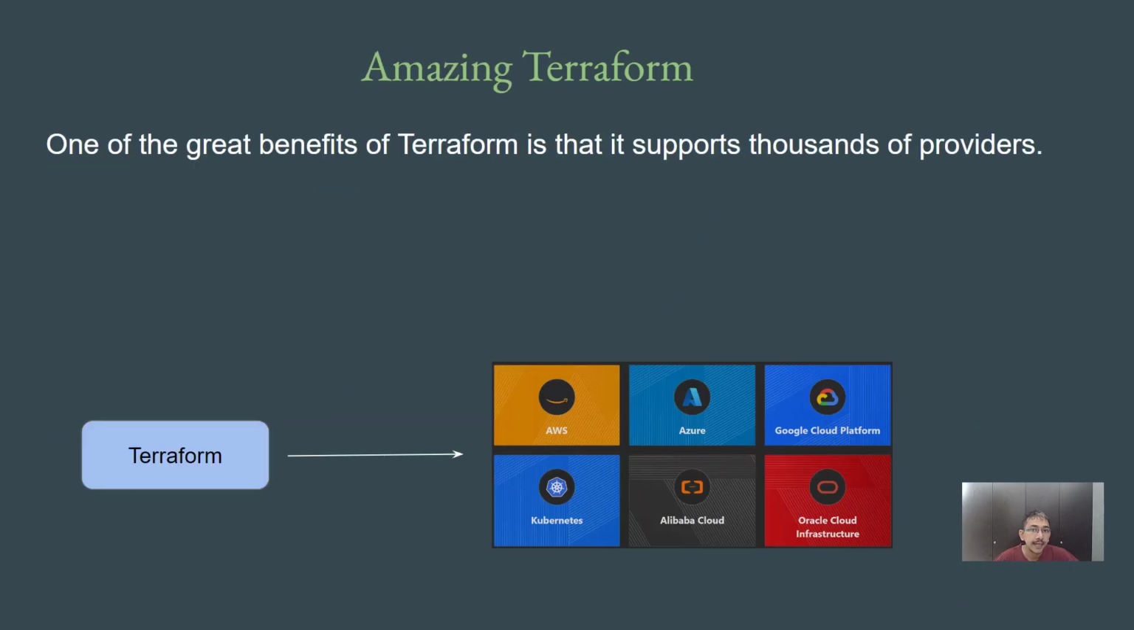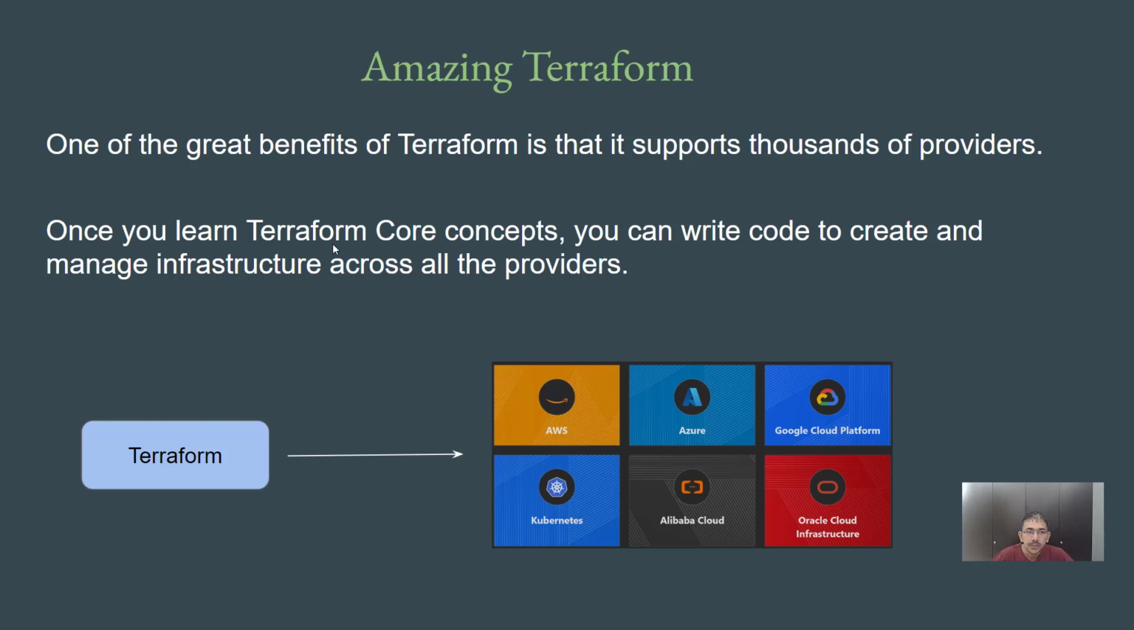Now, one of the great benefits due to which Terraform has become so popular is that it supports thousands of providers. So it's not that Terraform works only to create and manage AWS resources. Terraform works with AWS, Azure, GCP, Kubernetes, Docker, Alibaba Cloud, Oracle, and there are thousands of such platforms that Terraform supports. And the second important benefit here is that once you learn the core concepts of Terraform, you can write your Terraform code to create and manage infrastructure across all providers.